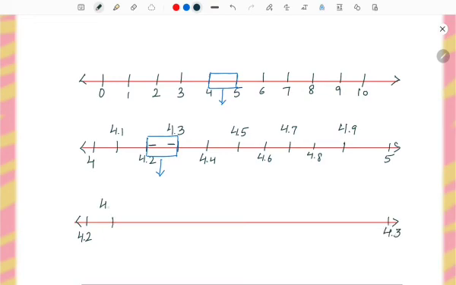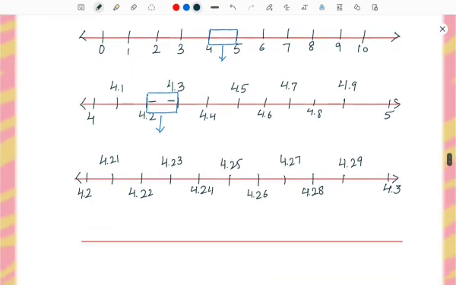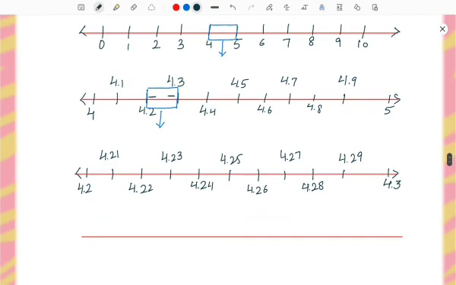The numbers in between would start from 4.21, 4.22, 4.23, 4.24, and so on, like this. Then we need 4.26. 4.2626 is the number that we need, right? 4.2626 is greater than 4.26 and less than 4.27, so it is going to lie here.